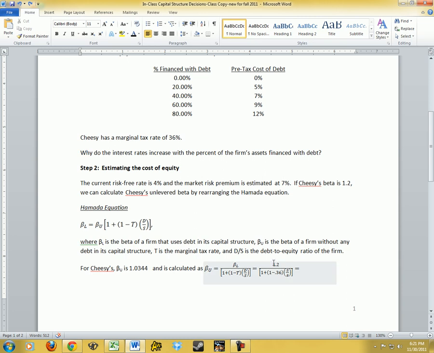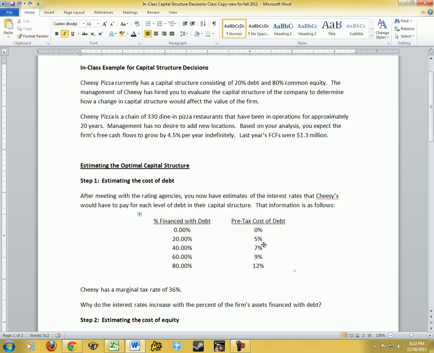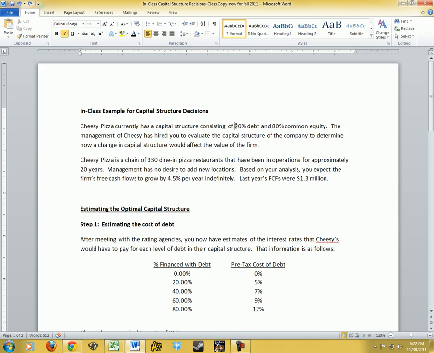We're going to take the existing beta of 1.2, right here. Their existing beta is 1.2. And then we fill in 1 plus (1 minus the tax rate, which is 0.36) multiplied by the debt to equity ratio. And remember, the debt to equity ratio in this case is going to be 0.2 divided by 0.8. And where we get that from, we've got 0.2 up here and 0.8.